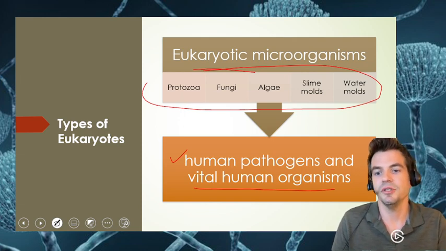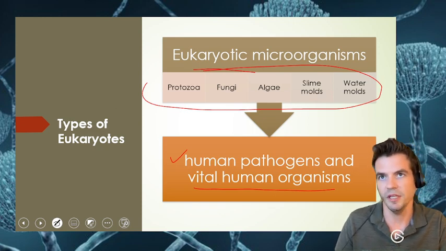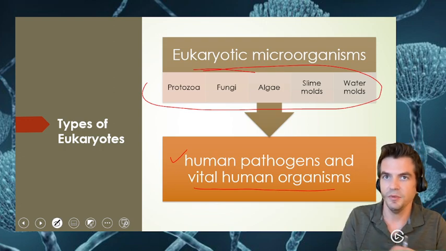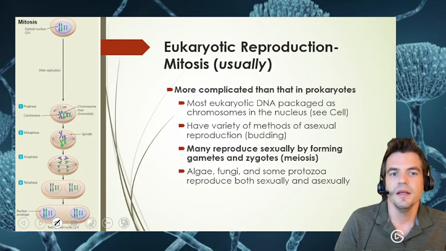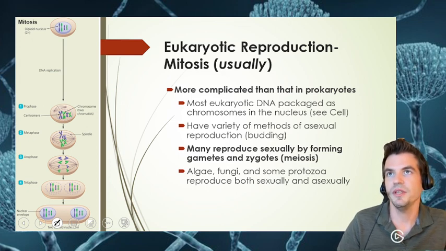without decomposition, we would be in rather bad sorts. So we depend on some things for decomposition. That's what vital human organisms means, and that is what we study in micro. So we touched on this again. I just want to briefly go through it.